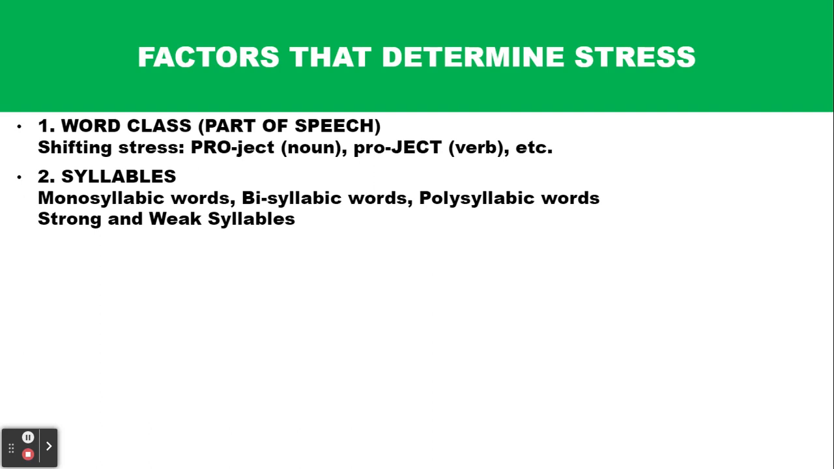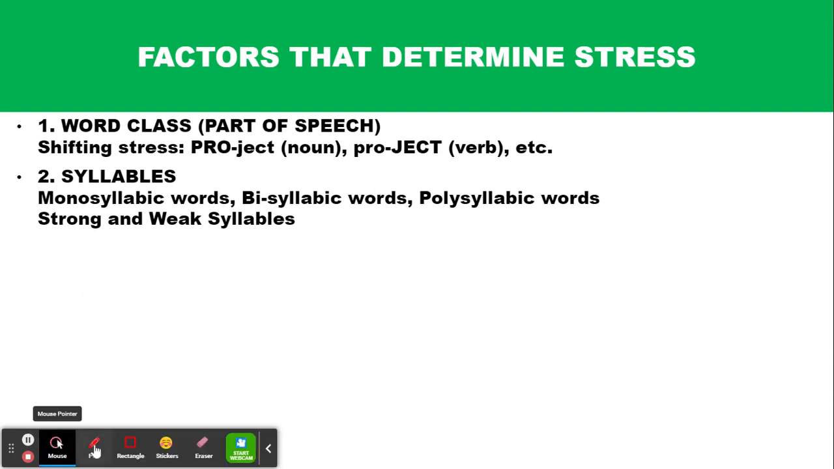By the time we begin to look at the rules of stress and we look at specific examples, I will throw more light on this. Then, apart from the number of syllables a word contains, a syllable can either be strong or weak depending on the quality of sound it contains.